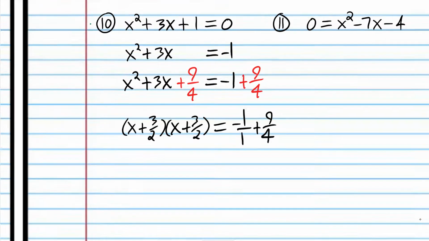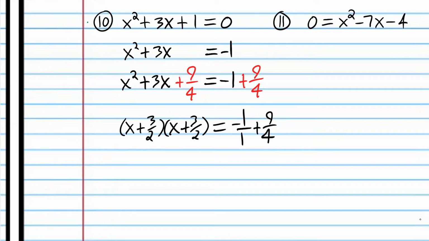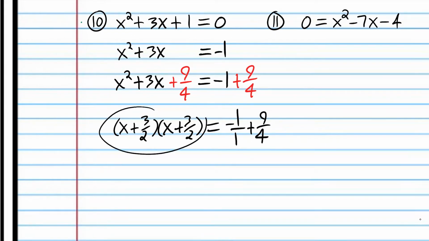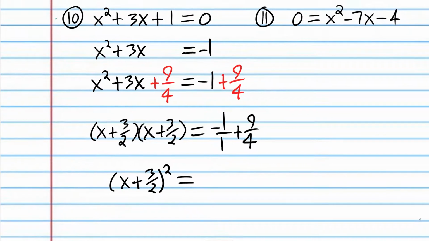You don't have to show all of this stuff if you don't want to. And you don't even have to show this if you don't want to. You can just go straight to x plus 3 halves squared. And you can combine this in your head if you really want to. In fact, that's what you really should be doing. Multiply both sides of this by 4, and we get negative 4 over 4 plus 9 over 4.